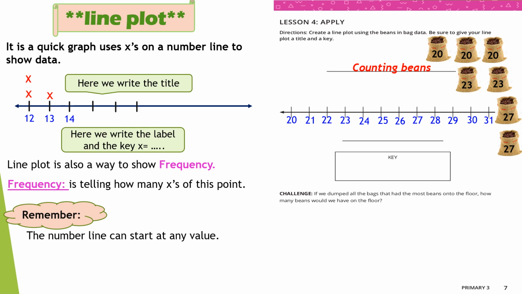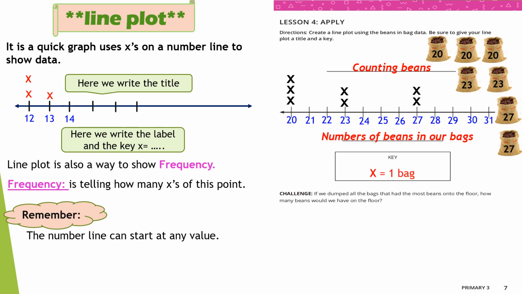Let's start to put the label. We said that it tells me what these numbers are referring to: the number of beans in our bag. 20, 21, 22, these are numbers of what? Of beans in our bag. Let's start to put our X's. We found that 3 bags contain 20, so on 20 we will write 3 X's. And 2 bags contain 23, so at 23 we will write 2. And 2 bags contain 27 beans, so we will write 2 X's at 27.